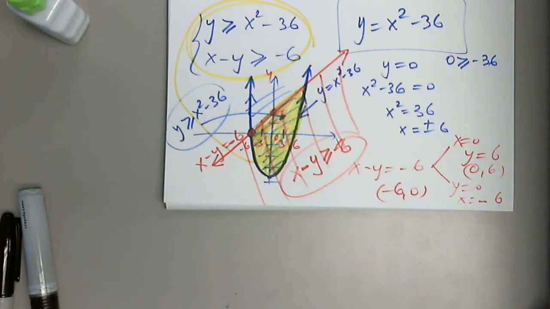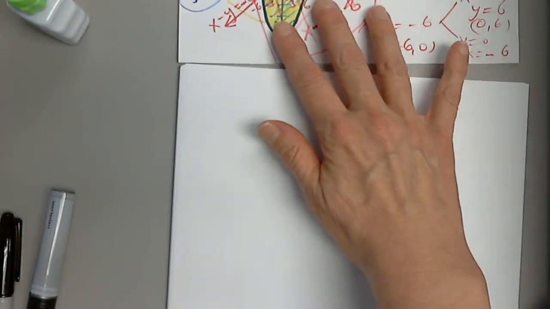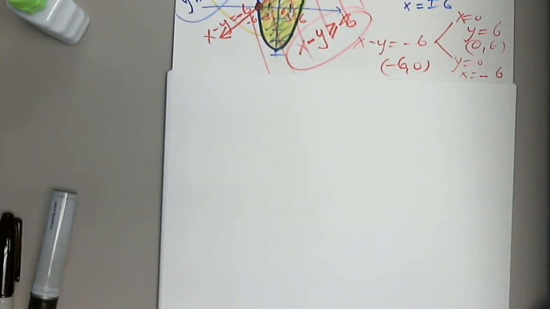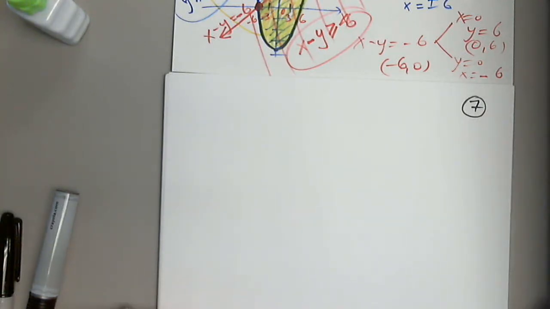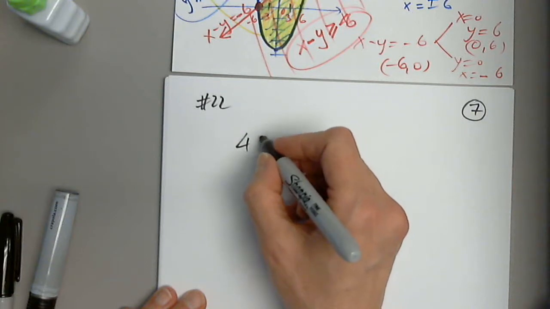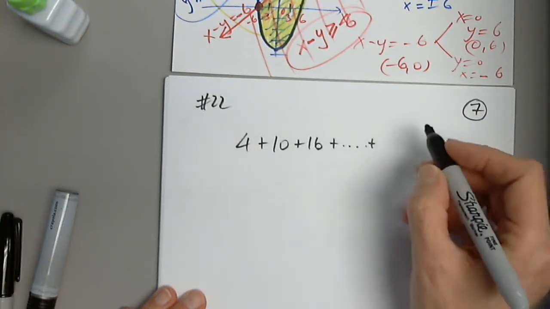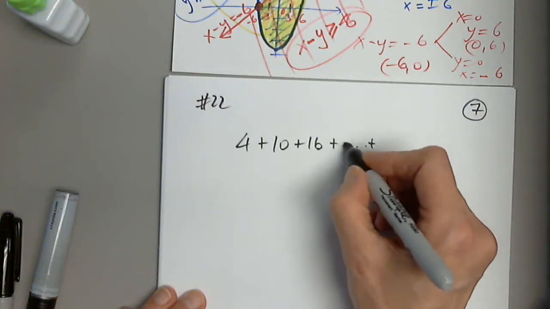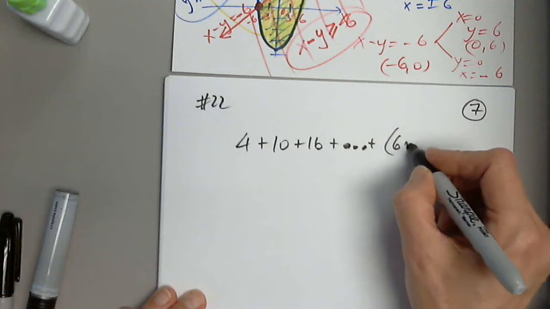Next question, anything else you want to work on? Anything you tried, anything you'd like to review? Anything? Number 22. Yes. It's 4 plus 10 plus 16 plus, they have to be 3 dots. By mistake, I put 4. In parentheses, 6n minus 2.